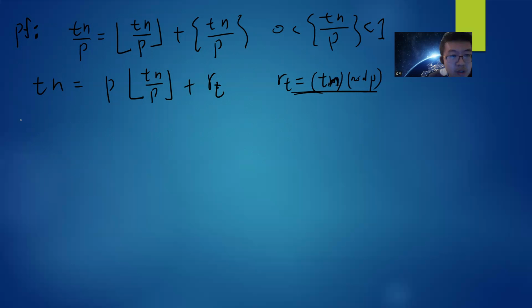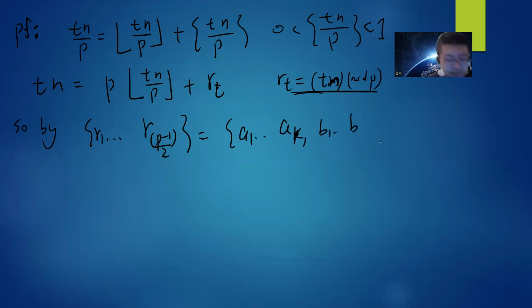Okay, so by Gauss, the previous proof will tell me that R1 up to R_((p minus 1) divided by 2) will be just A1 up to AK and B1 up to BM.